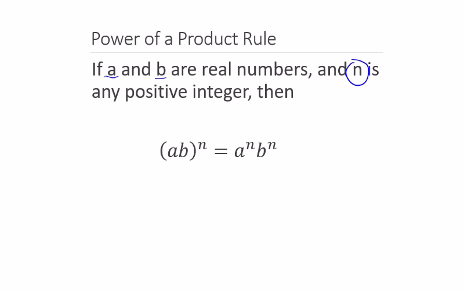So in other words, the way I think of this, and you can think of this however you'd like as well, is kind of like the distributive property. First of all, remember that anything to the first power is itself, and that goes both ways. So if I have a by itself, that means a to the first power, and b by itself is b to the first power.